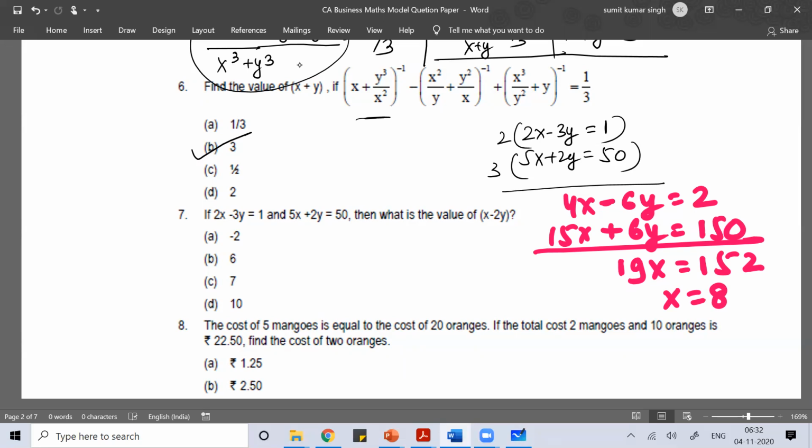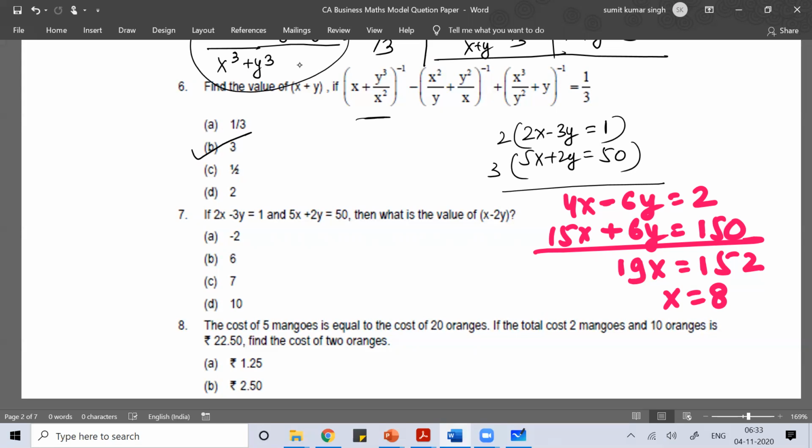If I put it in the second equation, 8 fives are 40, then 50 minus 16 is 34. Okay, let's put it in the first equation, 8 twos are 16. 16 minus 1 is 15, so 5. The y value you get is 5. So y is 5, that is 10, and then x is 40. 40 plus 10 is 50. Okay.